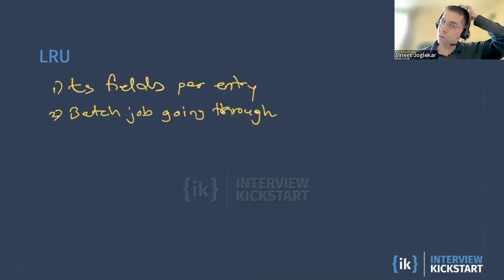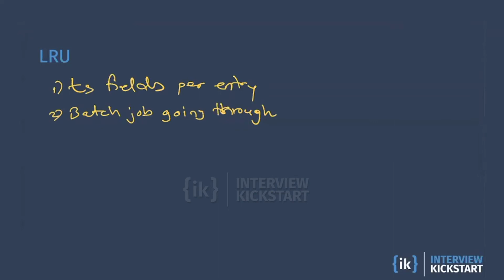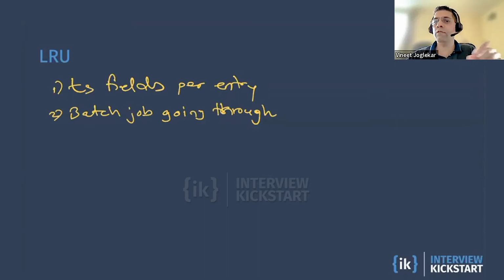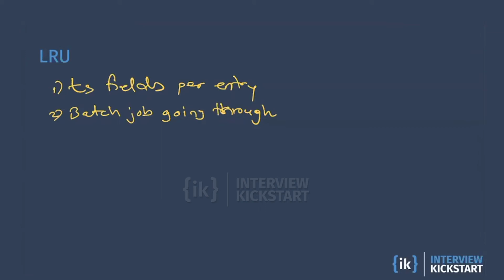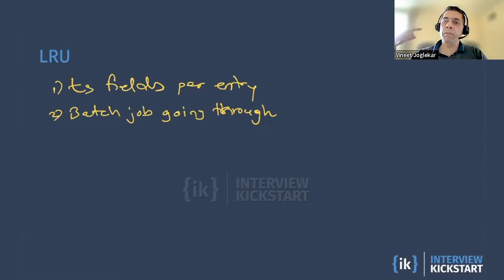So a batch job going through and deleting those whose time has elapsed. So I got the part of timestamp. But is that the timestamp for when it got inserted, or when it was read, or are you updating it on both? Yeah, it will continue to be updated. Usually in database design you also have two fields: date created and date updated. Because LRU is based on the last access, it will continue to be updated as and when it is accessed.